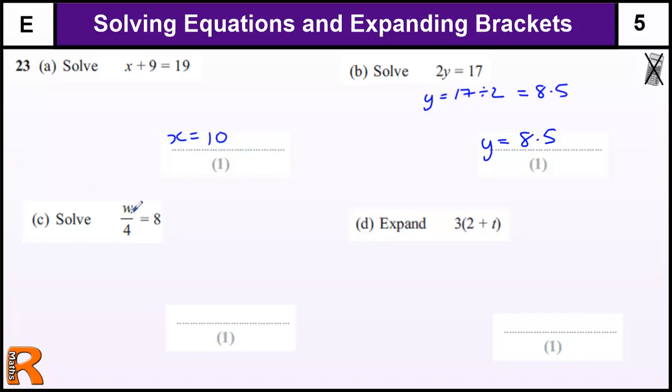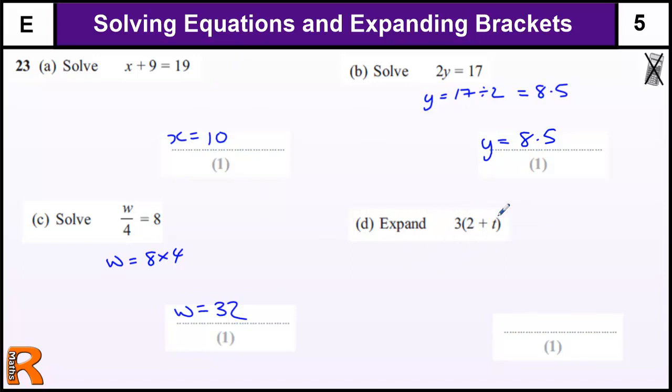Well, if you try to do these by thinking of a number, think of a number divided by 4 equals 8. So we learn to undo a divide by 4 by times-ing by 4. So we should just be doing 8 times 4, which is 32. Or you can think about what divided by 4 is 8, and then hopefully you come to the answer 32. All those are worth 1 mark, so you've got to get it right or there's nothing for it.